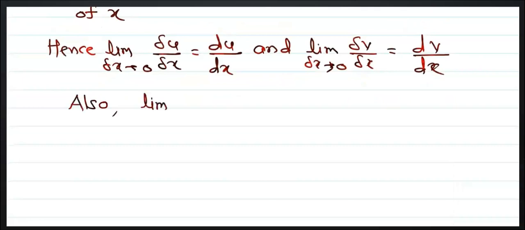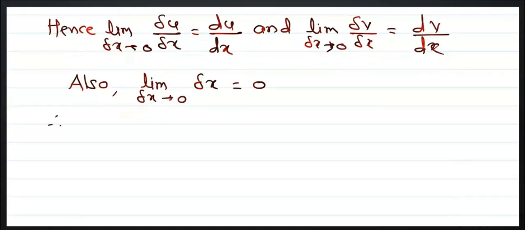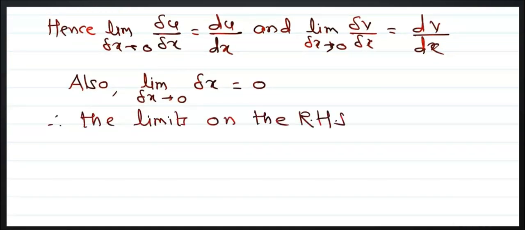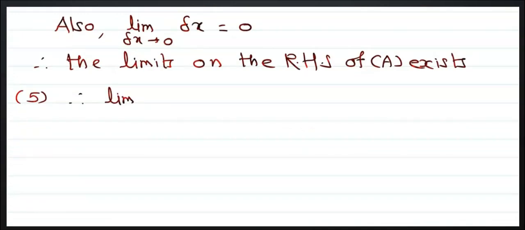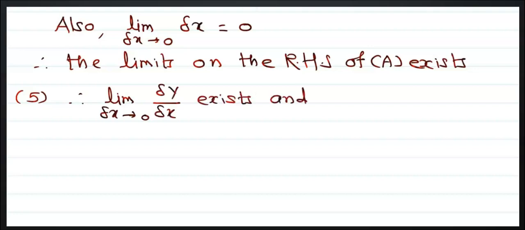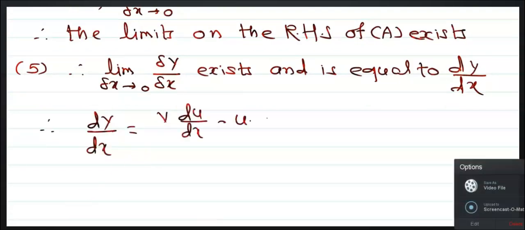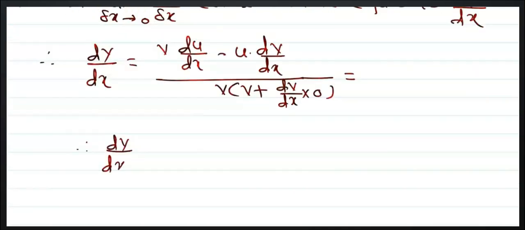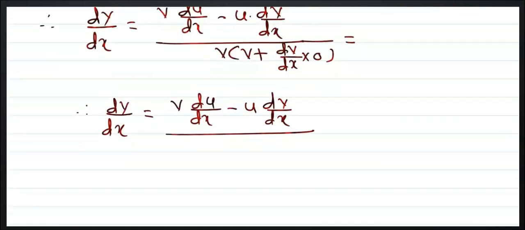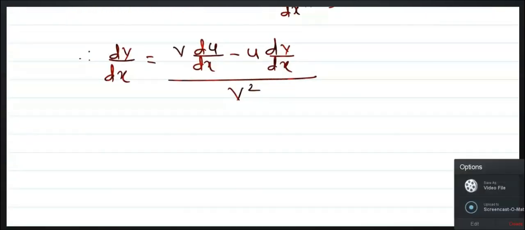Also, limit delta x tends to 0 of delta x is equals to 0, and therefore the limit on the RHS also exists, that is, limit delta x tends to 0, delta y by delta x exists, and that is equals to dy by dx. Therefore, the rule is v into du by dx minus u into dv by dx upon v in bracket v plus delta v into 0, and that is equals to dy by dx is equals to v into du by dx minus u into dv by dx upon v square. This you have to remember.